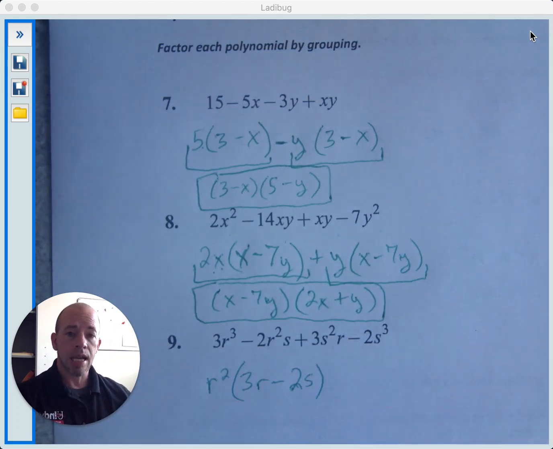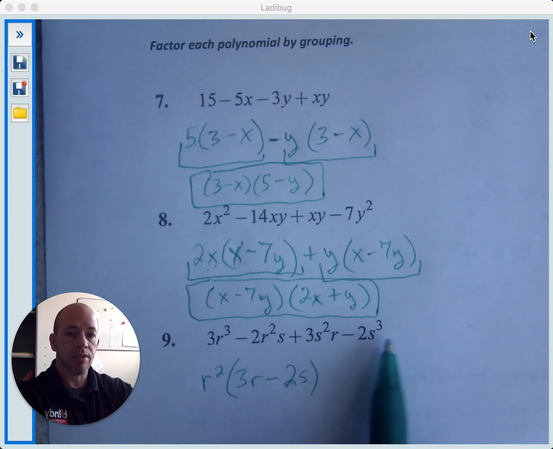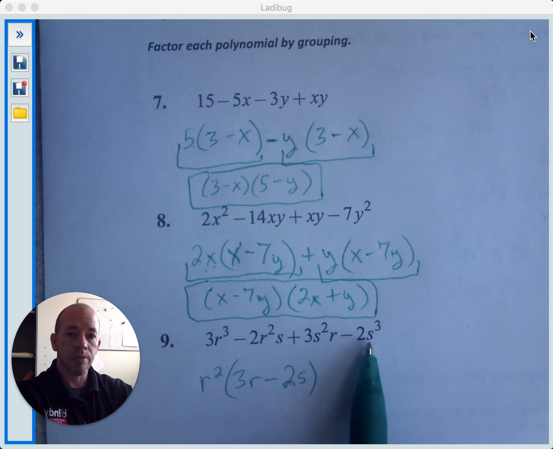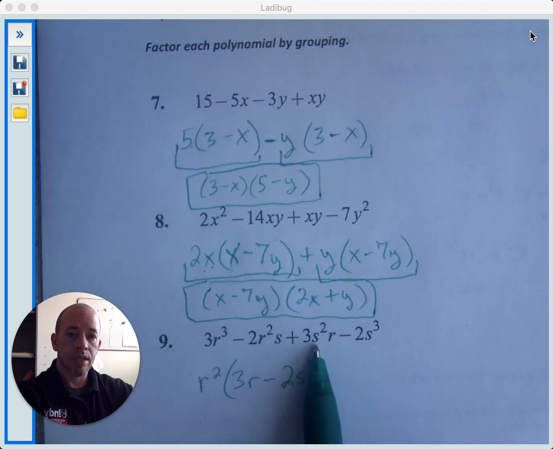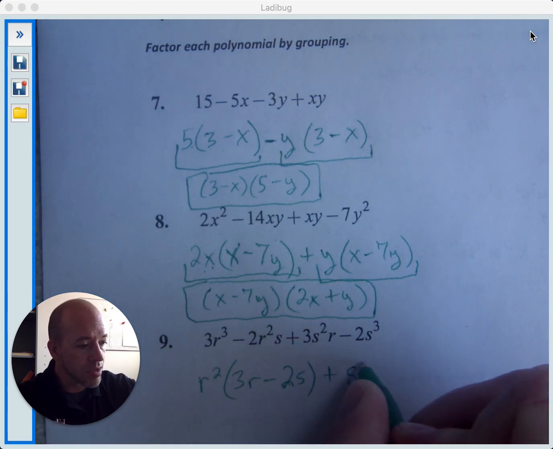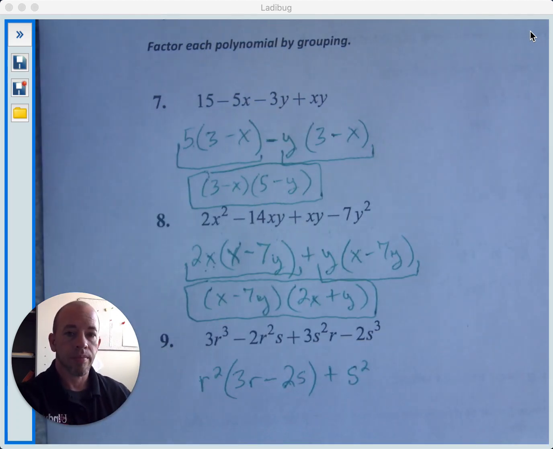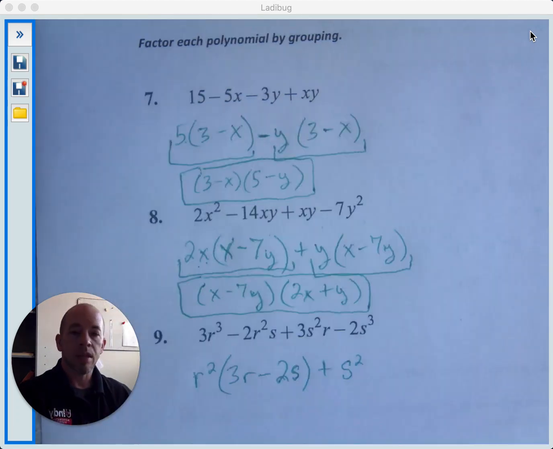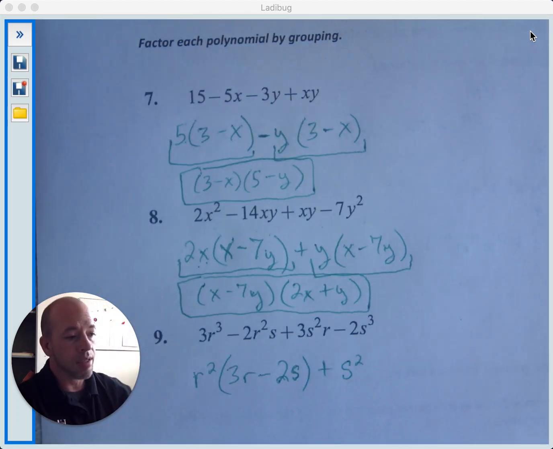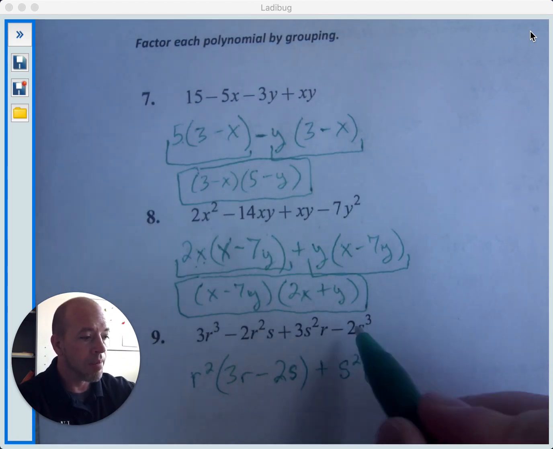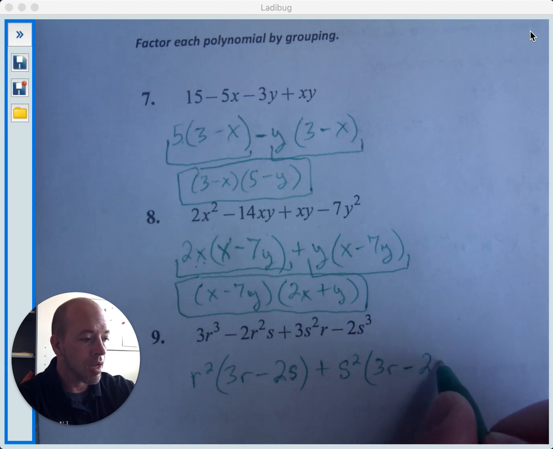And now let's look at the last two terms. What can we factor out of both of these? Well, again, nothing will go into both 3 and 2. But we do have an s squared that we could take out of both of these terms, I think. So I'm going to write plus s squared. And I have to be careful with my s's. Sometimes I will confuse them with 5, so I'll make sure it's clear that these are s's. So we factor out an s squared, and then what are we left with? We have a 3r and a minus 2s.